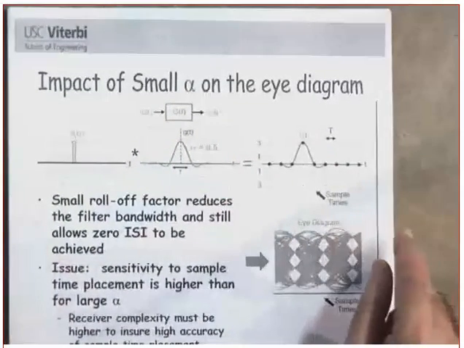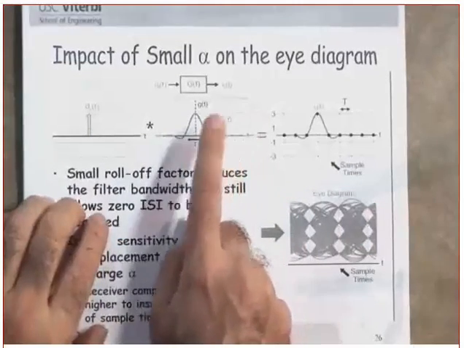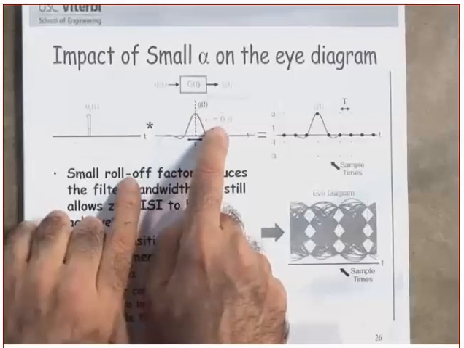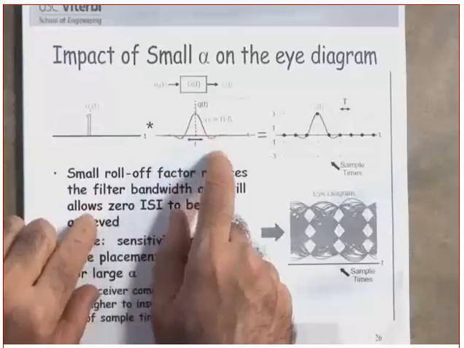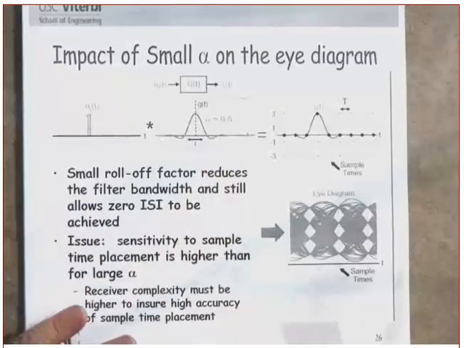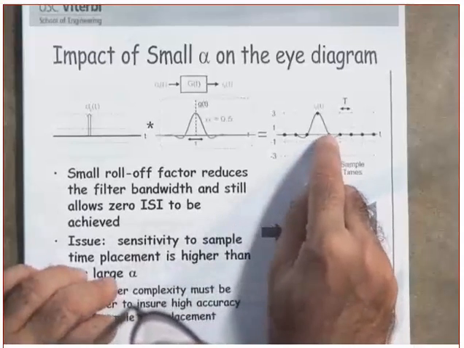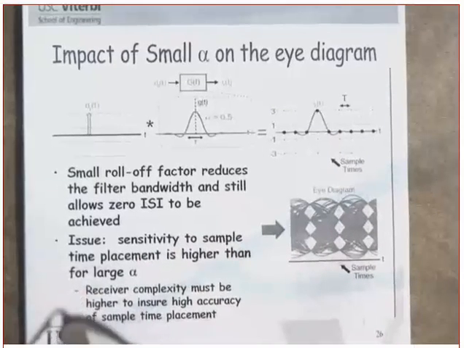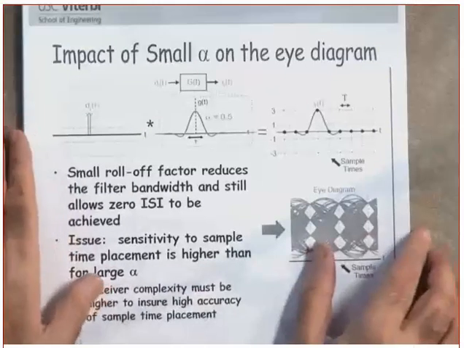So small roll-off factor reduces the filter bandwidth. Notice, by the way, alpha is in which domain? When I say alpha equal to 0.5, in which domain? In the frequency domain. So as you make alpha smaller and smaller, it reduces the filter bandwidth, which means this one will become more sensitive to the changes in the sampling instance. Clear? Clear? Okay.